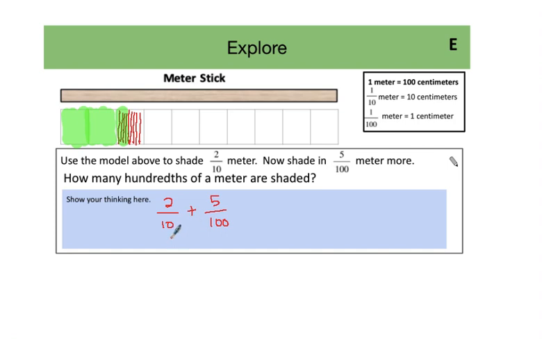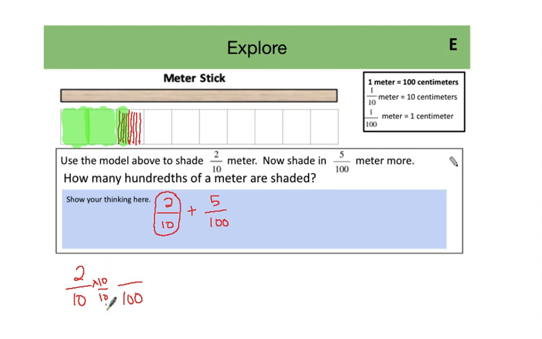What we're going to want to do is find an equivalent fraction for the 2/10. So we're going to have to change the name of 2/10 to hundredths. So I'm going to do some side work here, and I want you guys to work along with me. If we need to change the 2/10 to hundredths, what are we going to do? Well, what do I need to do in order to go from tenths to hundredths? I need to multiply the 2/10 by 10/10.